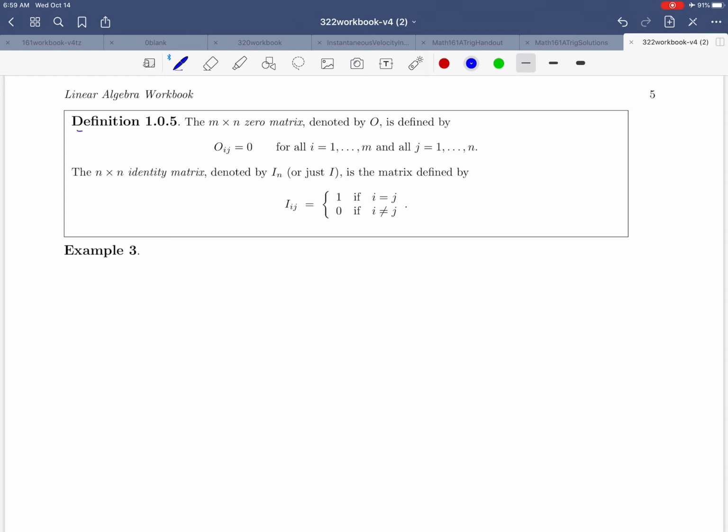We are looking at definition 1.0.5. This is the last of our list of definitions, and it talks about two special types of matrices that come up often in our course. Okay, so let's read this together.